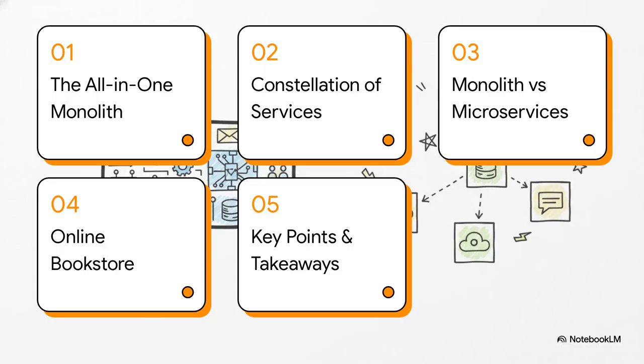And there are two main ways to tackle this challenge. So today, we're going to break down the classic all-in-one approach, the monolith. Then we'll explore the more modern, super flexible world of microservices. We'll put them head-to-head, see how they'd work for building something like an online bookstore, and then wrap it all up with the key takeaways you absolutely need to know. Let's start with the original.